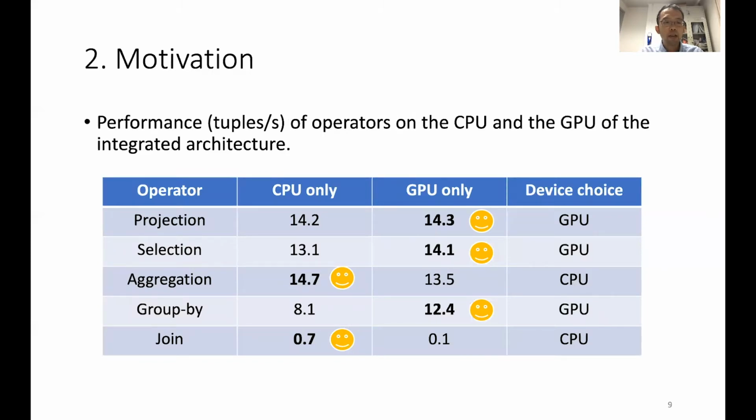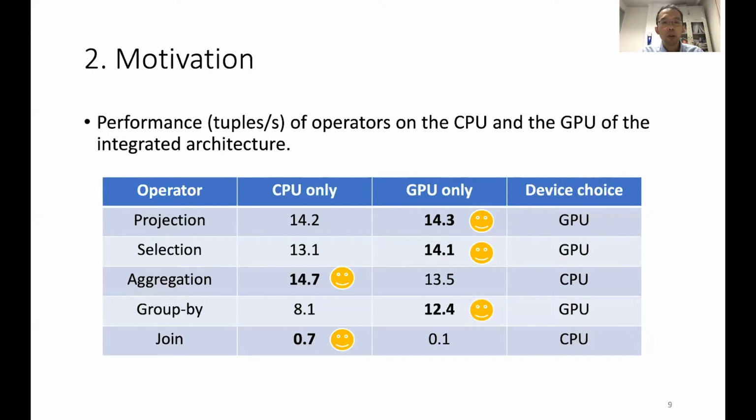We further evaluate the performance of operators on a single device in the table. This table shows that using a single type of device cannot achieve the optimal performance for all operators. The aggregation includes the operators of sum, count, and average, and they have similar performance. We use sum as a representative for aggregation.